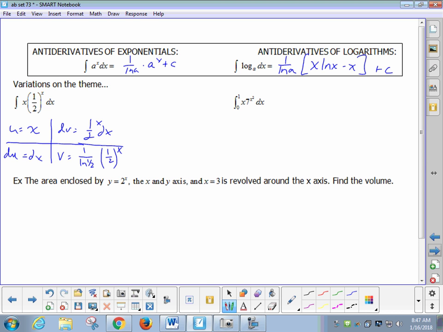Okie dokie. You could probably clean that up, but we'll leave it. UV then, ultraviolet, is x over natural log of 1/2 times (1/2)^x, minus voodoo V du, which is 1 over natural log of 1/2 times (1/2)^x dx. All right. As ugly as it is, I guess I'm just going to leave that first product alone. What about the new antiderivative?